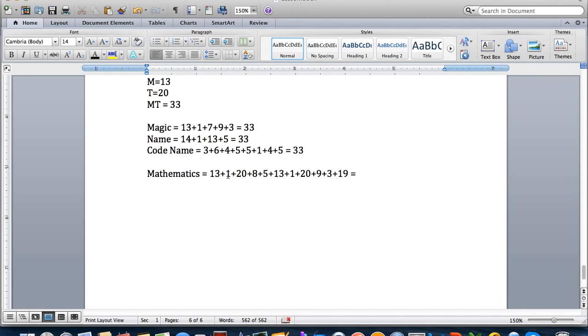13 plus 1 is 14, plus 20 is 34, plus 8 is 42, plus 5 is 47, plus 13 is 60, plus 1 is 61, 81, 93. 93 plus 19 is 112. 112 is a lot like 1 plus 1 equals 2.